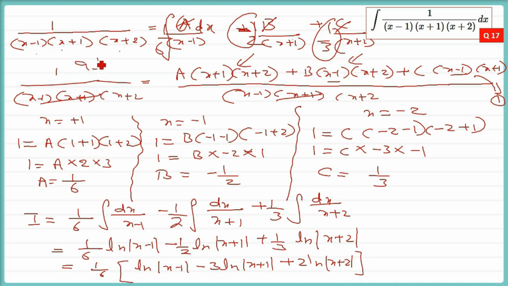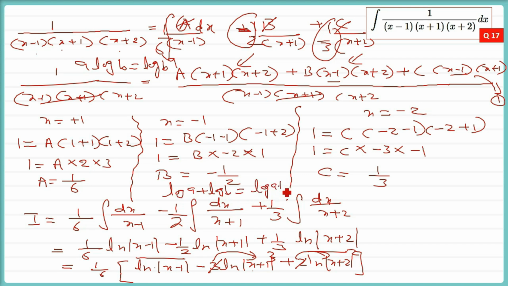Now there are certain relations of log. A log b is equal to log b raised to a. So this 3 and this 2 will go as powers over x plus 1 and x plus 2. Now log a minus log b plus log c has appeared, and we will use log a plus log b equals log a into b, and then log a minus log b equals log a divided by b. First you can add the first and last one, and then you can subtract. This way you can go about it.